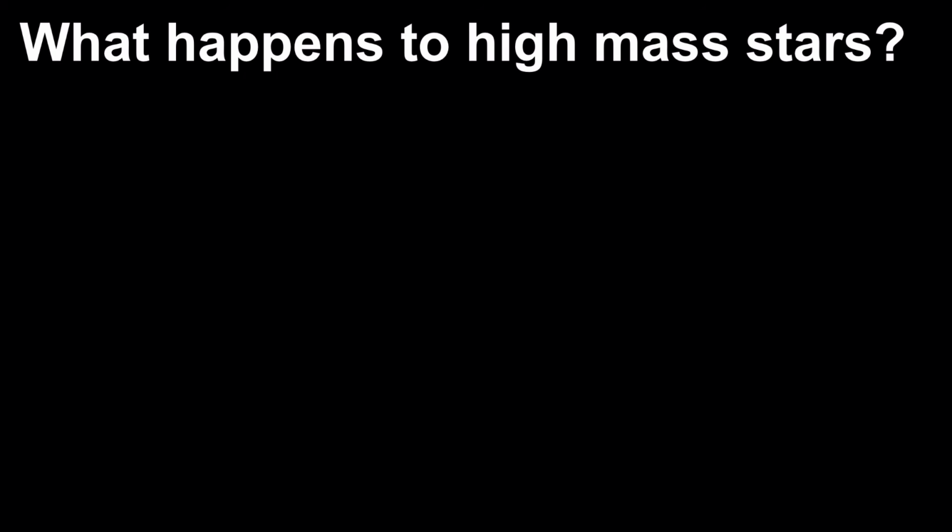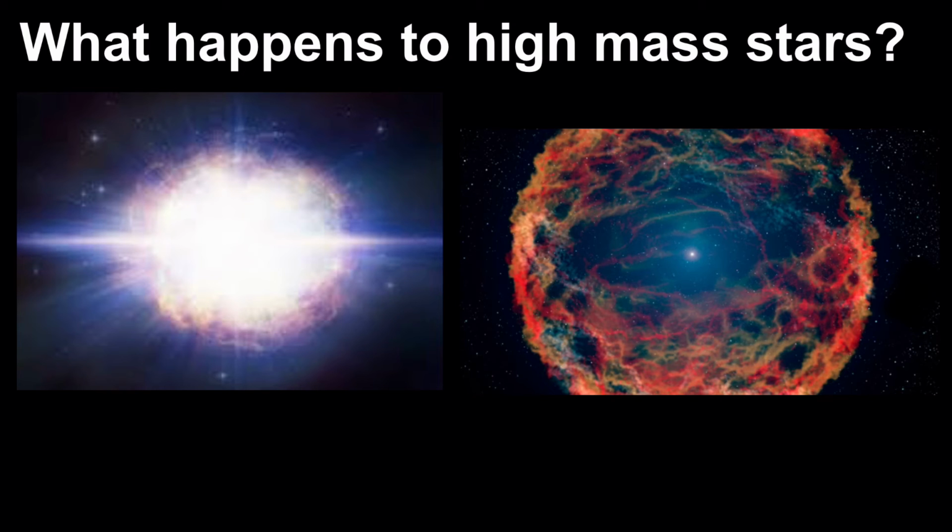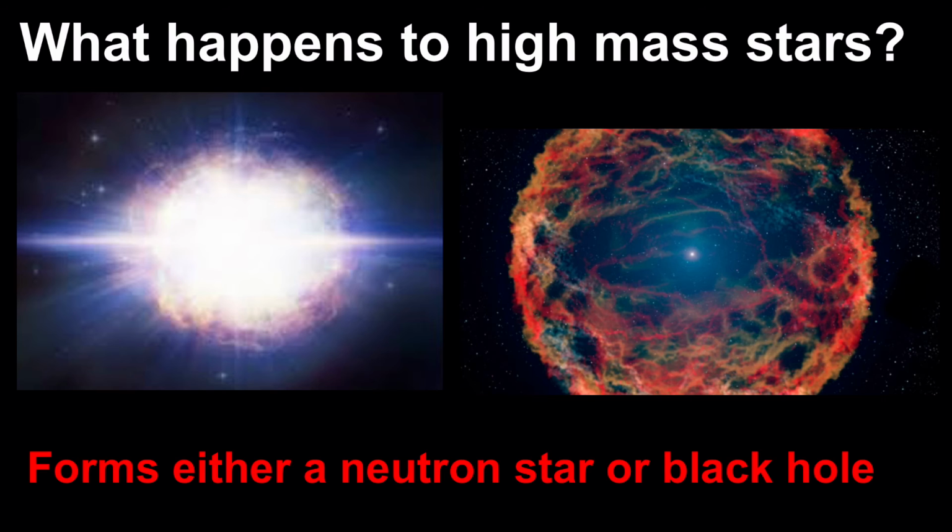Now, high-mass stars go out a little bit differently. There are two paths a dying high-mass star can take. When a high-mass star runs out of hydrogen, they will also contract at their core and expand their outer layers. However, the core gets so dense that it causes a supermassive explosion. We call these types of explosions supernovas. Supernovas can leave behind two different objects: a neutron star or a black hole.